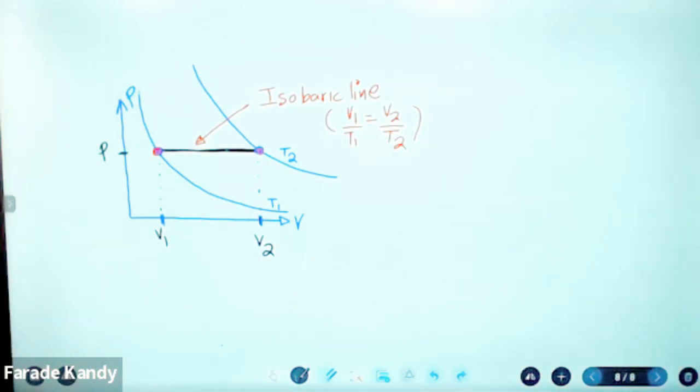In a PV curve as indicated below, along an isobaric line. Draw.